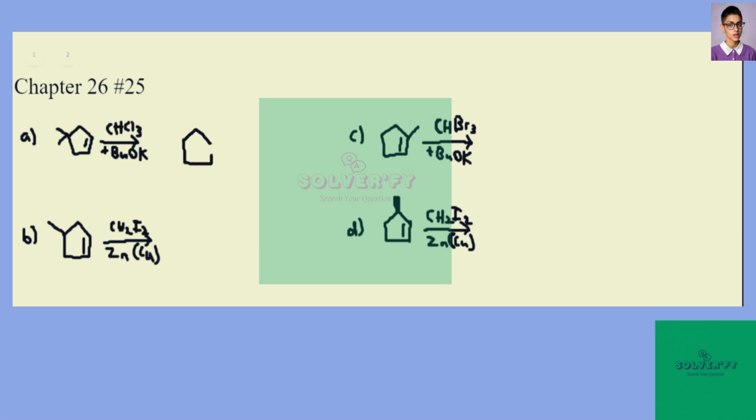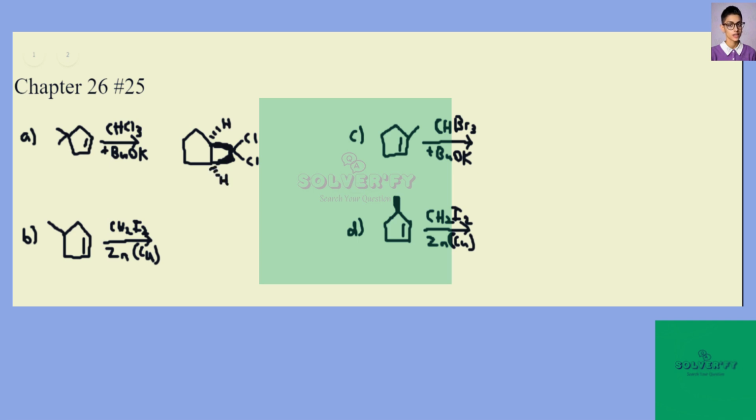And so for A, our product is going to look like this. So the addition will be right here. And we can just draw this single stereoisomer because this molecule is symmetric, and because of the two methyl groups. So you'll see what I mean when we do part B.